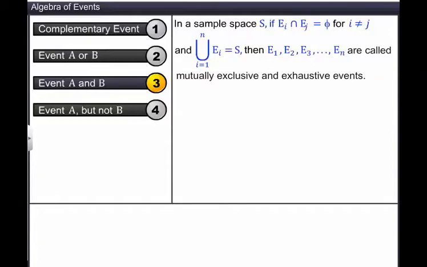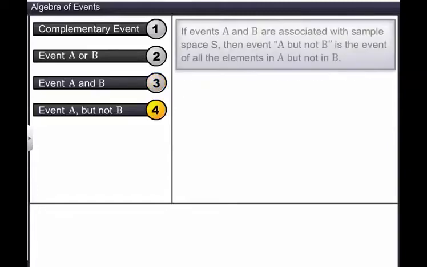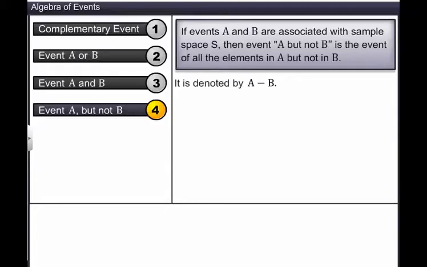If events A and B are associated with sample space S of an experiment, then event A but not B is the event of all the elements of A but not in B. It is denoted by A minus B and read as A but not B. Therefore, event A but not B is equal to {a such that a belongs to A and a does not belong to B}. Please remember that event A but not B is equal to the event A and B complement.